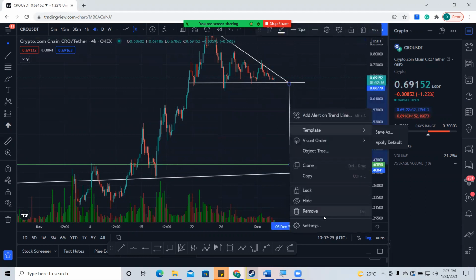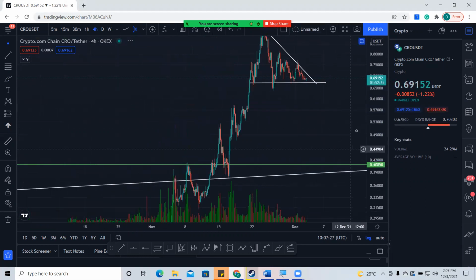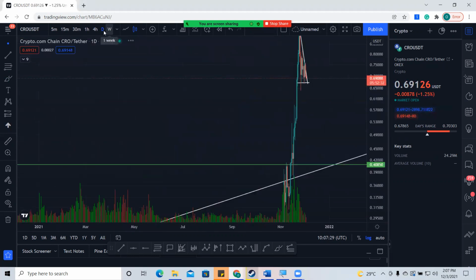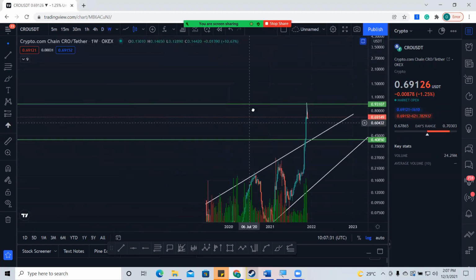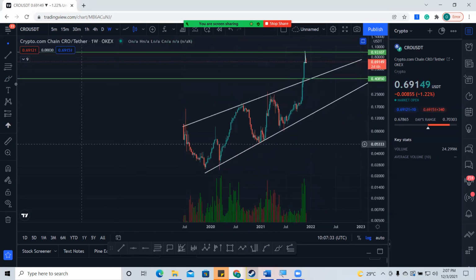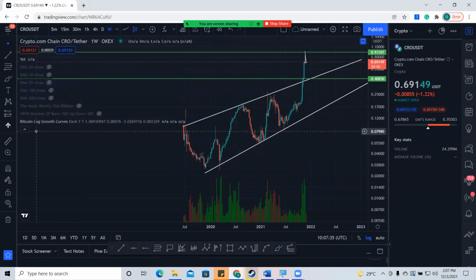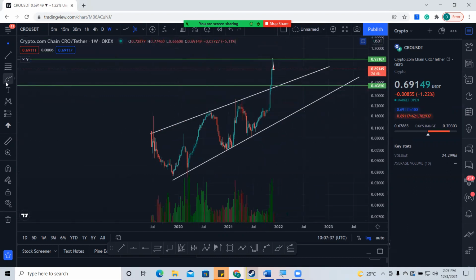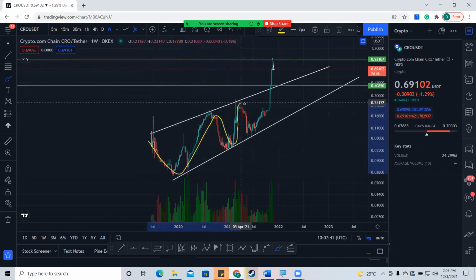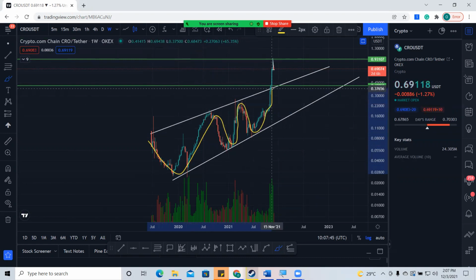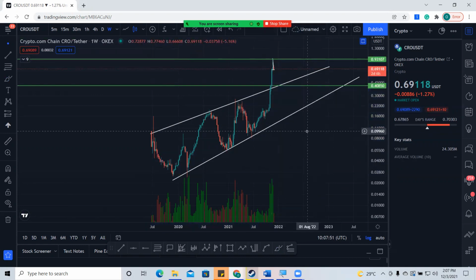Now let's just see what CRO is doing in the long run. If you just zoom out, CRO overall has been doing something like this in this pattern. Recently it got a little lift, and the bulls got control. It broke out from this pattern it was creating for itself.